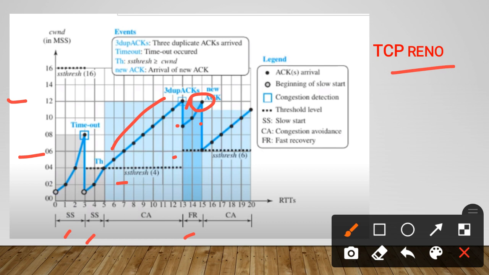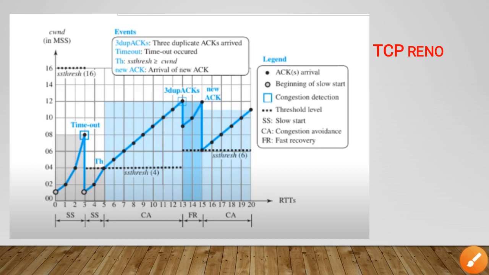What is that? What is the value? It will come towards the threshold, that is 12 divided by 2 means 6, and after 6 it will be incremented by linear growth. This is the TCP Reno.